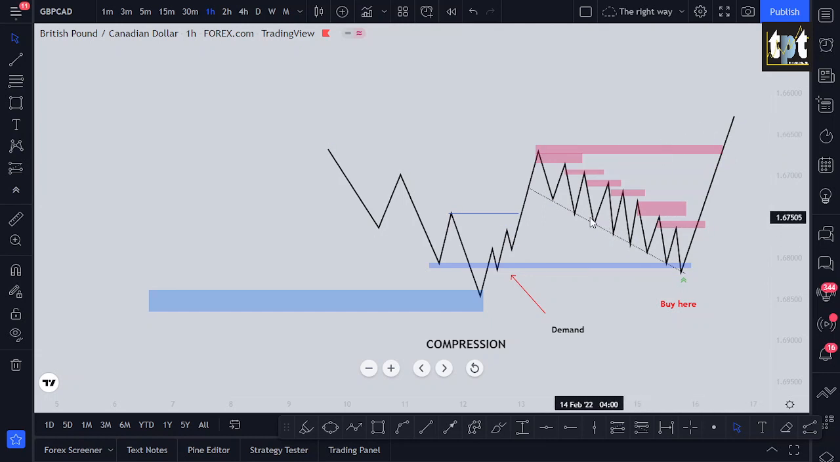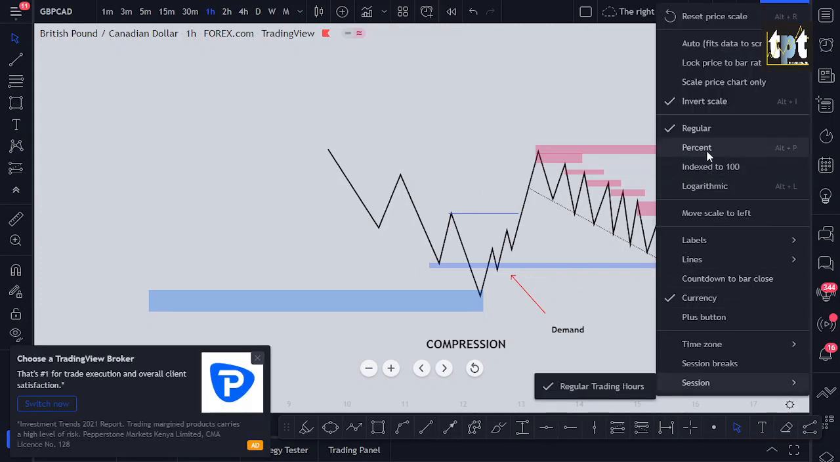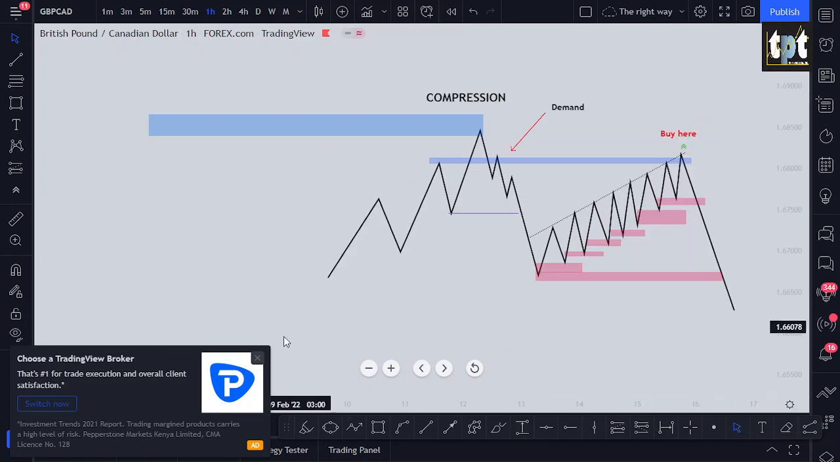It can help you to stack your orders and take your buys, and it can also help you. All said and done, let us dive into the chart so that you can see.